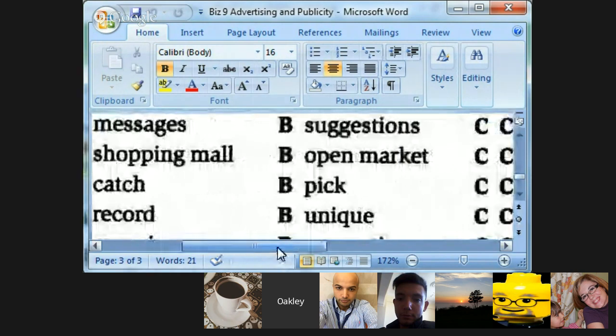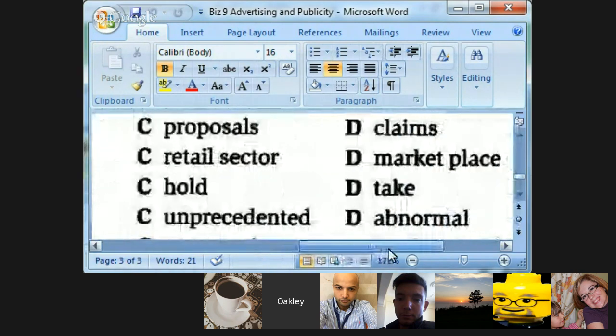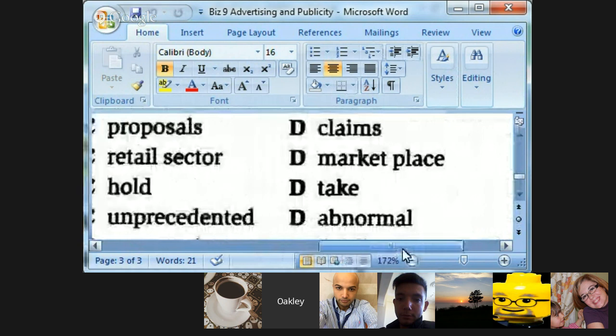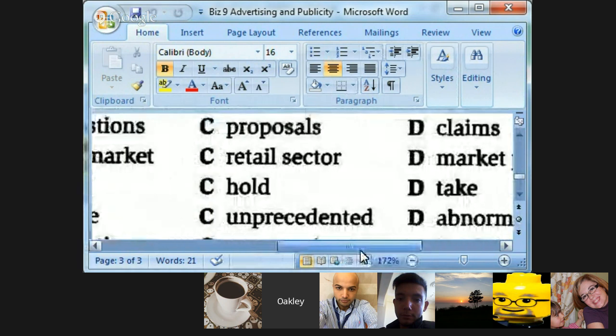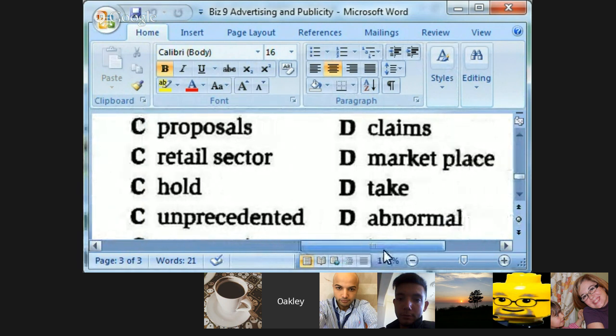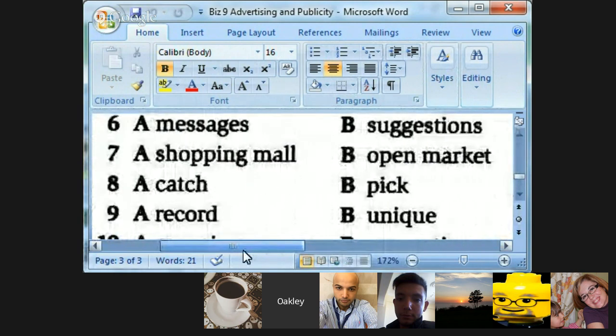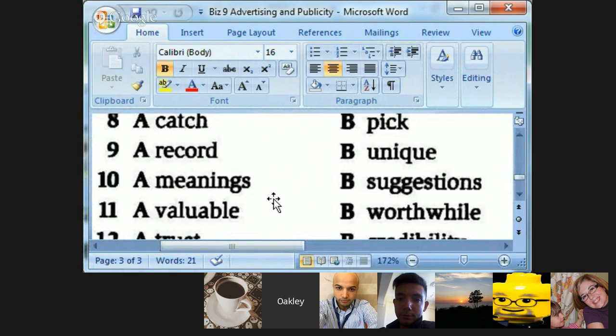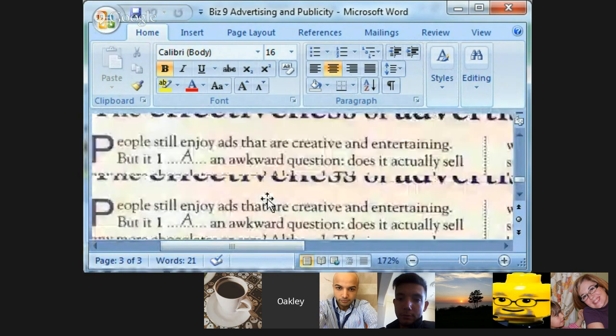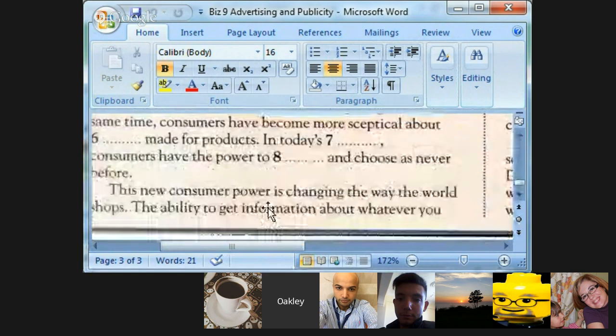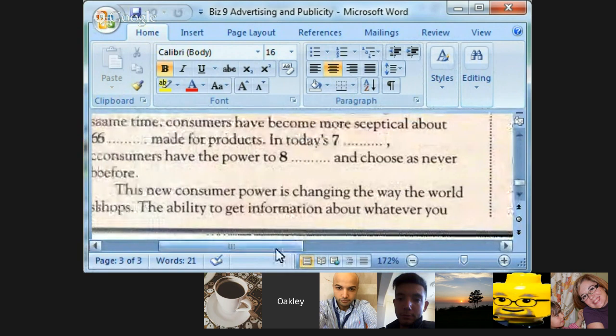Okay. Number 7, in today's shopping mall, open market, retail sector, marketplace. What do you think? I think marketplace. Yeah, in today's marketplace. I was thinking market, but you could have other possibilities: in today's world, in today's society, whatever. There would be lots of possibilities that would still make sense there.